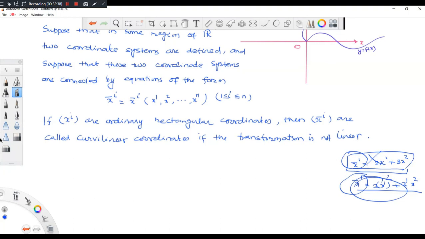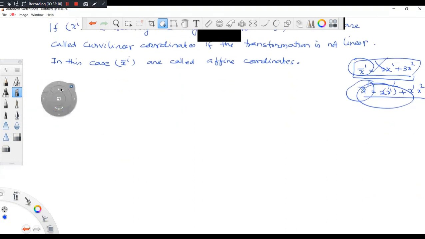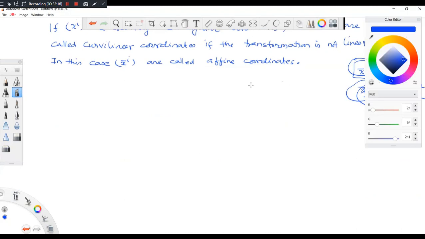In this case, the x bar i are called affine coordinates. The name given to it is affine coordinates. Now let me show you some examples, then you will understand this idea. You have studied all these things actually. What are these curvilinear coordinate systems?